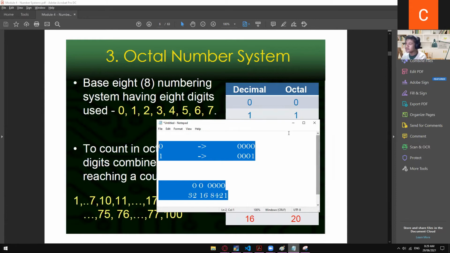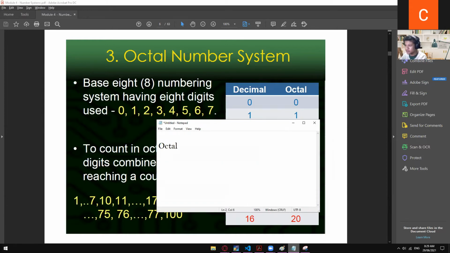Okay, well, anyway, let's have this one. Let's start with decimal first, and then let's have the octal. All right, so in decimal, we don't have a problem, so we can keep on counting as long as we start with 0. So 0, 1, 2, 3, 4, 5, 6, 7, 8, 9, 10, 11, 12, 13, 14, 15, 16, 17, 18, 19, 20, and so on and so forth, up to infinity.